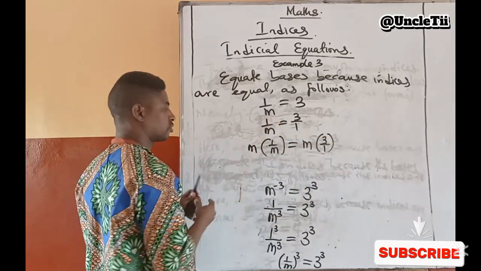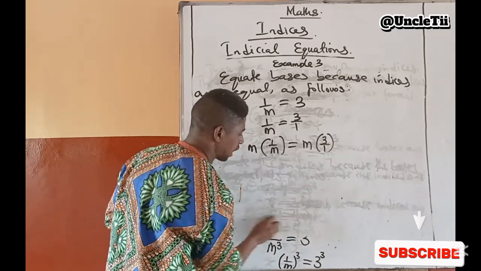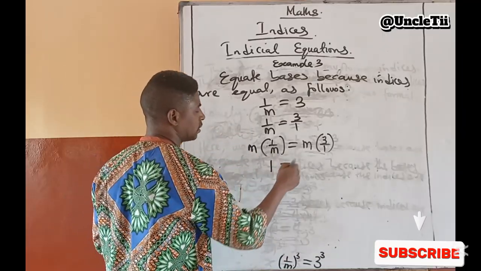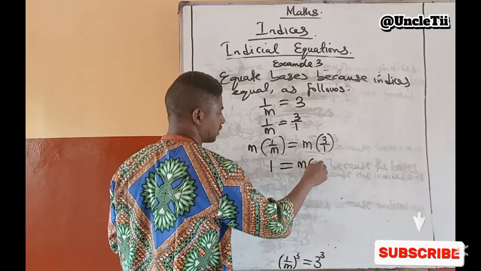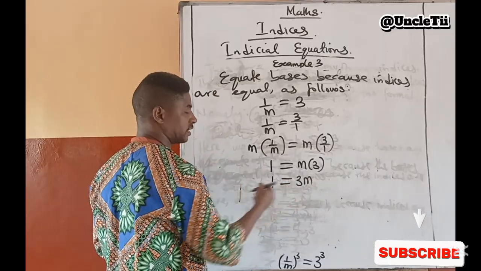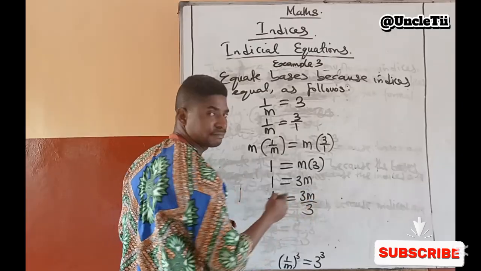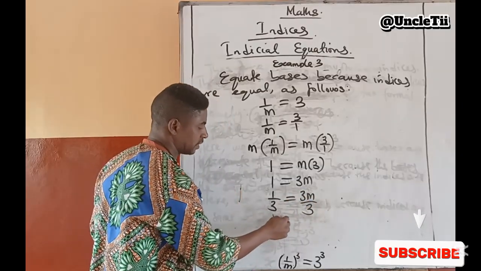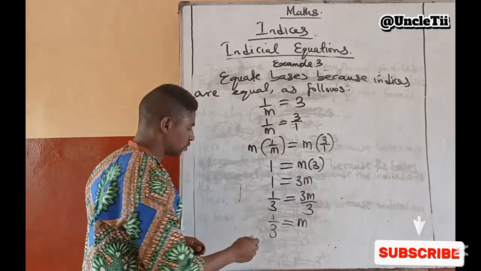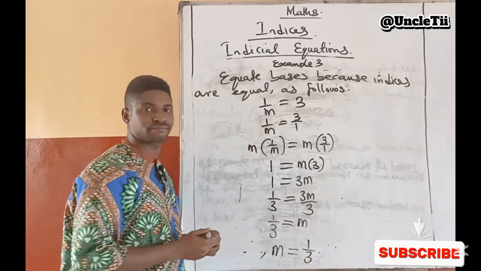Some of you will usually say cross multiply at this level. The answer will still be the same. It's just that cross multiplication is not mathematical. So m cancels m, leaving us with 1. m divided by 1 is m times 3. That gives us 1 equals 3m. Divide both sides by 3, the coefficient of m. That gives us 1 over 3 equals 3m over 3. 1 over 3 will be equal to m. So it therefore means that the solution to that indicial equation is m equals 1 over 3.